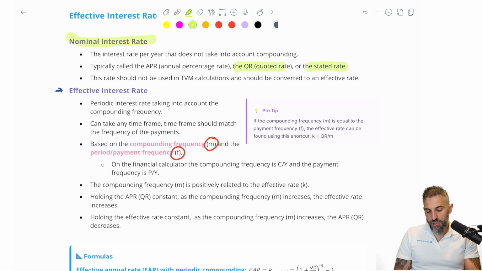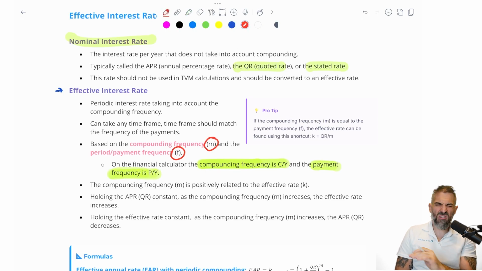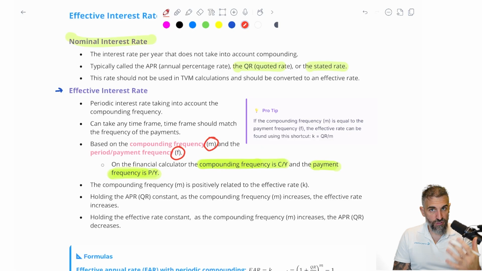On the financial calculator, your compounding frequency, I already showed you guys this, was CY, and your effective frequency is PY. And up until this point, I said that they're the same. But the moment that you start to have payments, and from this point onwards we will introduce the fifth variable, which is payments, well, now your M, your compounding frequency, and your payment frequency might not be the same.